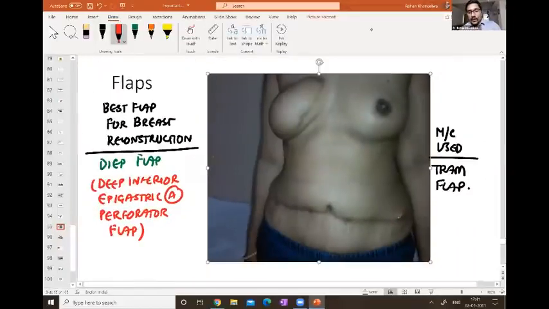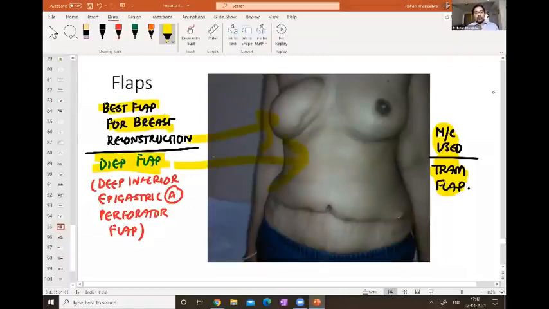The most commonly used flap for breast reconstruction is the TRAM flap, whereas the best flap for breast reconstruction is the DIEP flap. This one was a DIEP flap which we did for this 31-year-old lady.